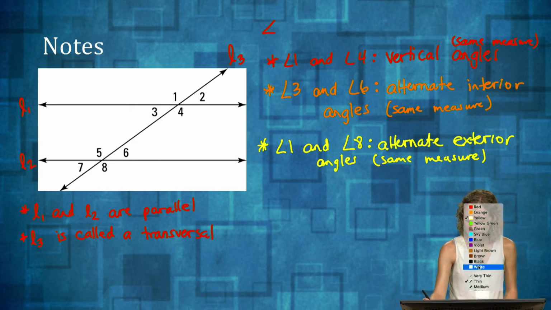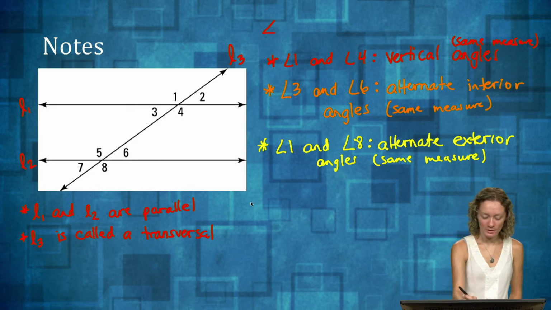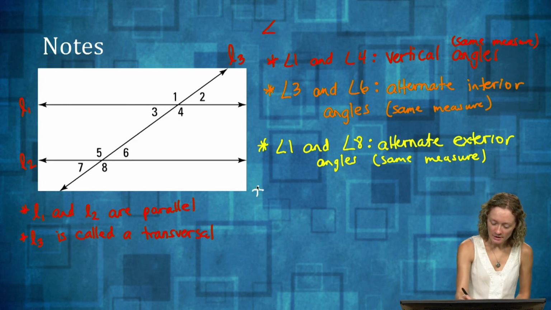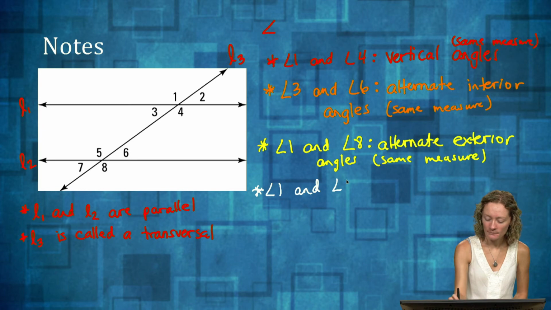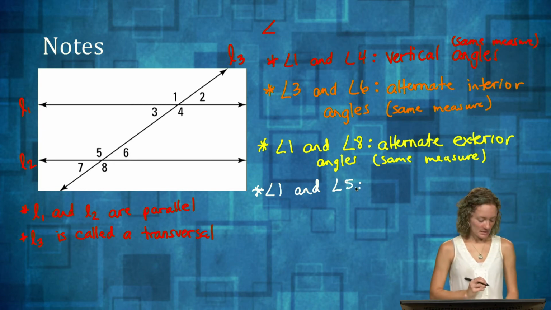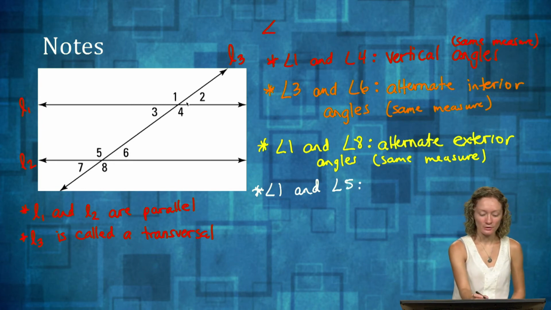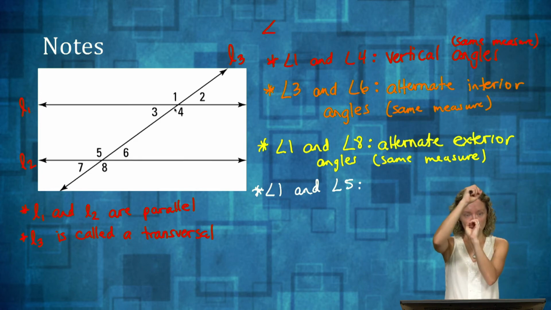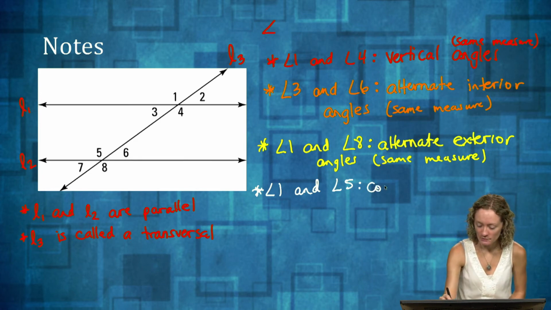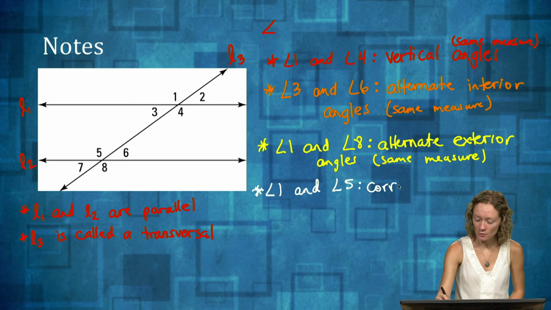And then the last named relationship we have, this is between angle 1 and angle 5. And these are called corresponding angles. Angle 1 up here in the top pod, angle 5 in the bottom pod. They're in the same spot within each of the pods. So they're in corresponding positions, they're corresponding angles.